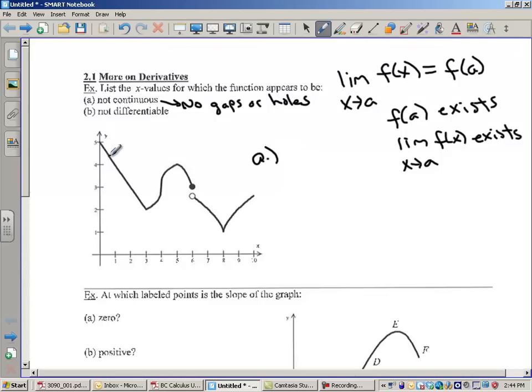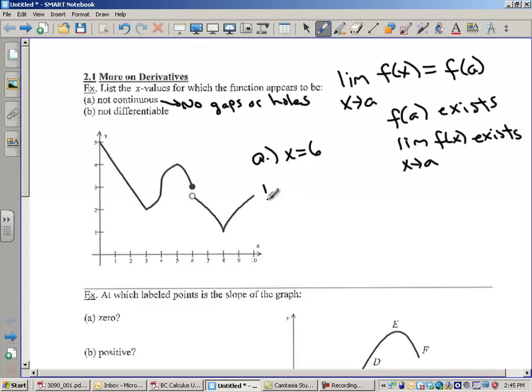As we scan through this little graph, I could draw all of this with my pen or pencil without lifting. No gaps, no holes yet. Oh my gosh, here we go. We've got a gap. We've got a jump discontinuity here at 6. Therefore, I'm going to say x equals 6 is a place where the function appears to be not continuous. You keep going after that, I can draw it without any gaps or holes and we're fine.